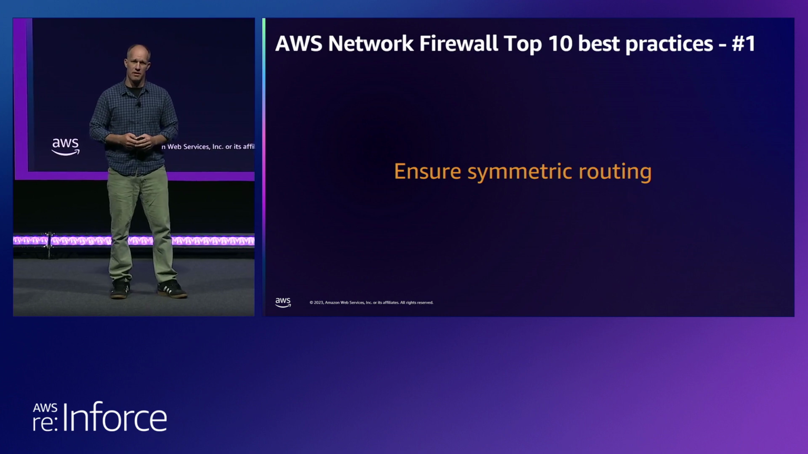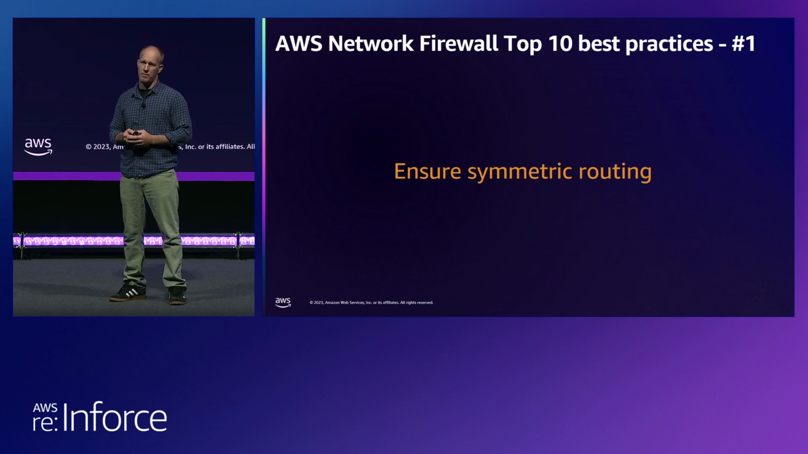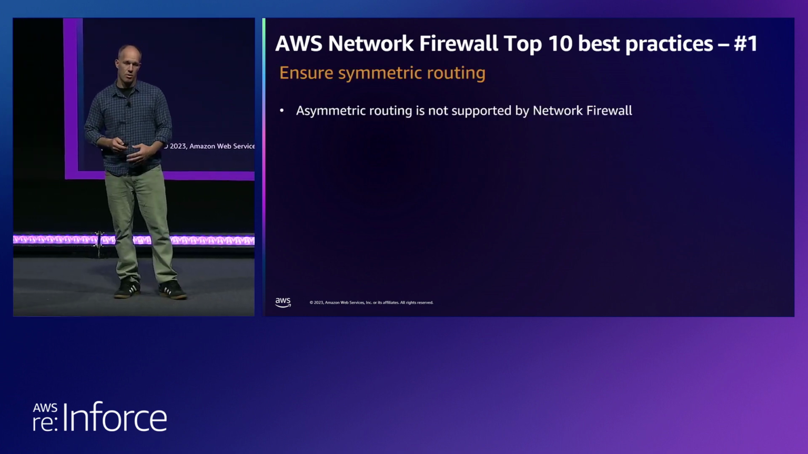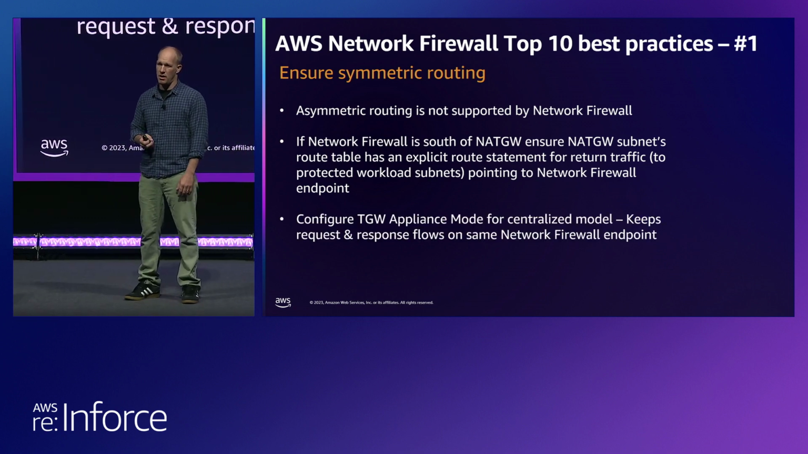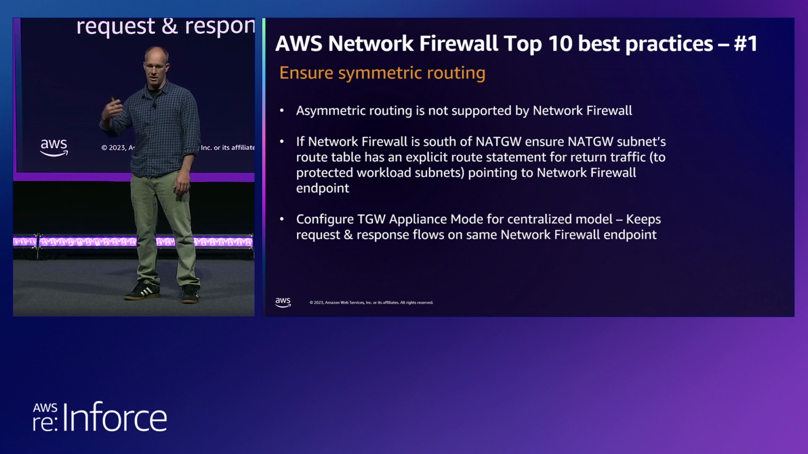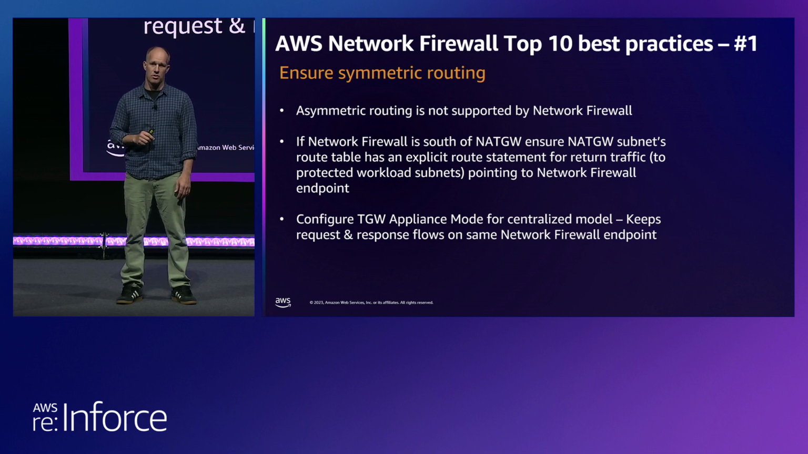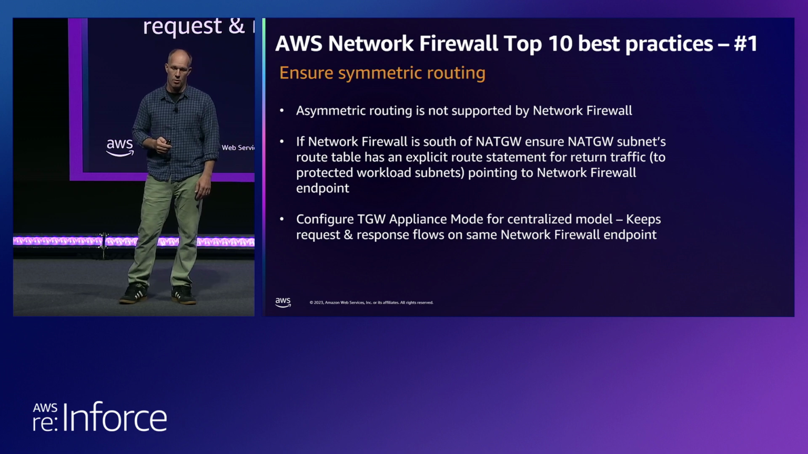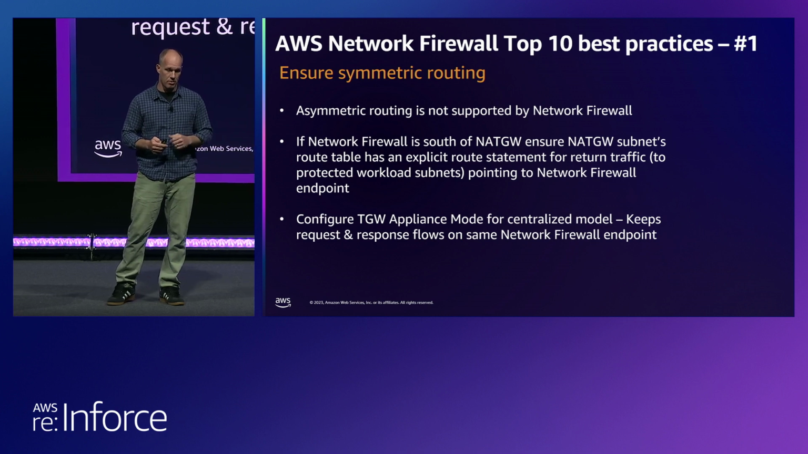So number one is ensuring that your basic routing is set up when you deploy Network Firewall. When you deploy Network Firewall into a VPC, you do need to modify the route tables to ensure that traffic is sent over through Network Firewall. Network Firewall does not support asymmetric routing at all. And this tends to show up in deployments where customers have deployed Network Firewall in conjunction with the NAT gateway, and the NAT gateway subnet has to know how to return traffic to Network Firewall. So it's important to make sure that your routing is in place correctly for both the routes defining how traffic leaves the VPC as well as how traffic returns back to the VPC.